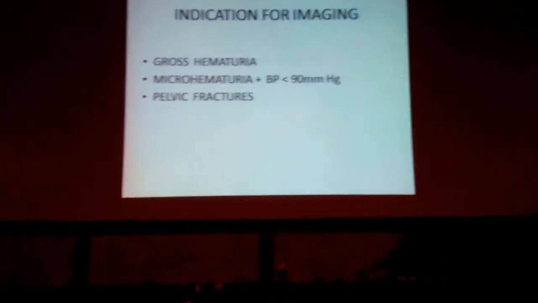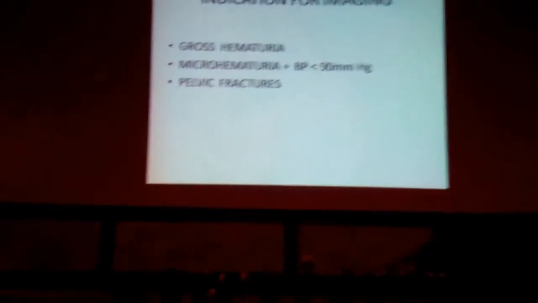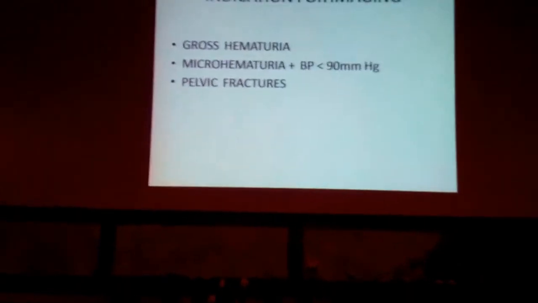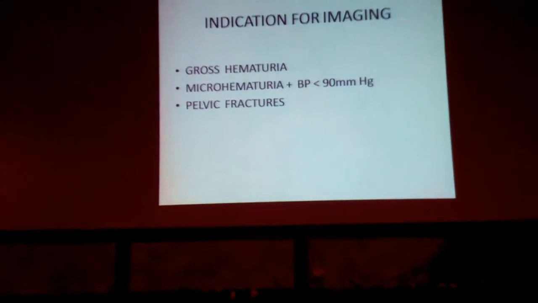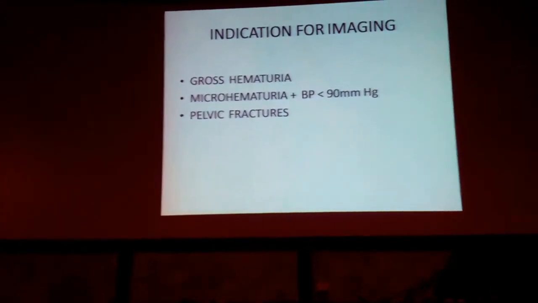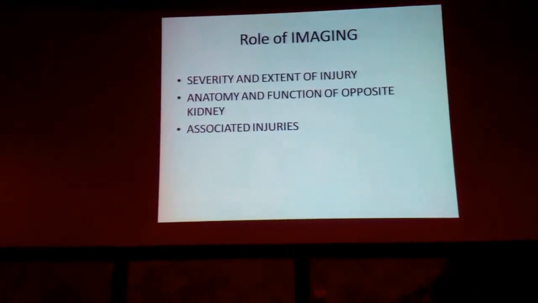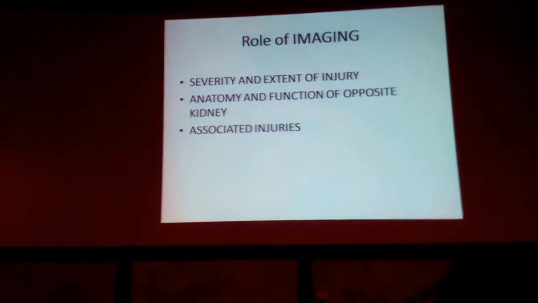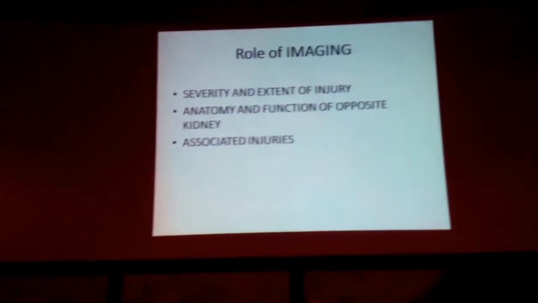When do we have to investigate with CT scan? When there is any patient with a blunt injury with gross hematuria, you get a CT. Microscopic hematuria with blood pressure coming down below 90, you have to get investigated. And any patient with a blunt injury with pelvic fractures, always you should get a CT to rule out ureteral or bladder injuries. What does it do? Imaging will tell what is the extent of injury, whether the other kidney is normal or not. Any associated other visceral injuries have to be evaluated.